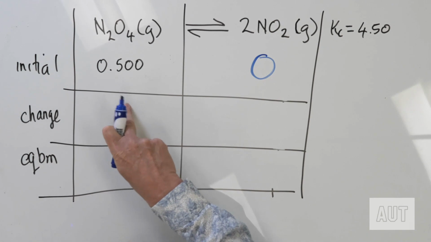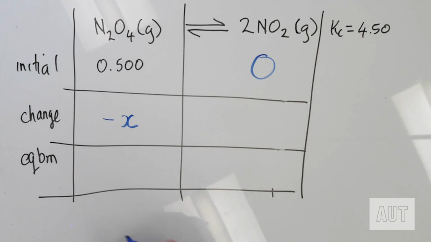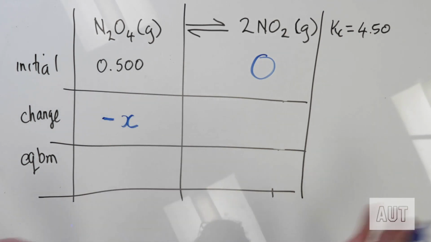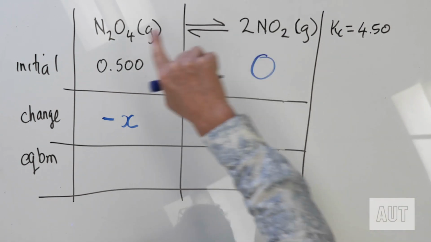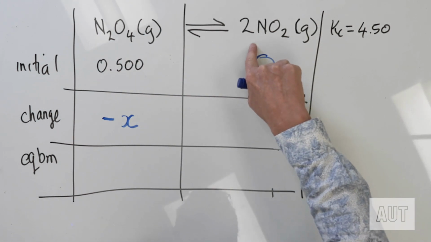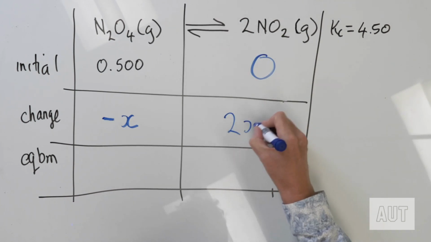But what we can do is say it's going to decrease by something. And we're going to call that something minus x. That's going to decrease by some amount minus x. So therefore, from the stoichiometry of the reaction, if this decreases by x, this has to increase, it's a 1:2 ratio, that must increase by 2x. Seems reasonable, plus 2x for that.